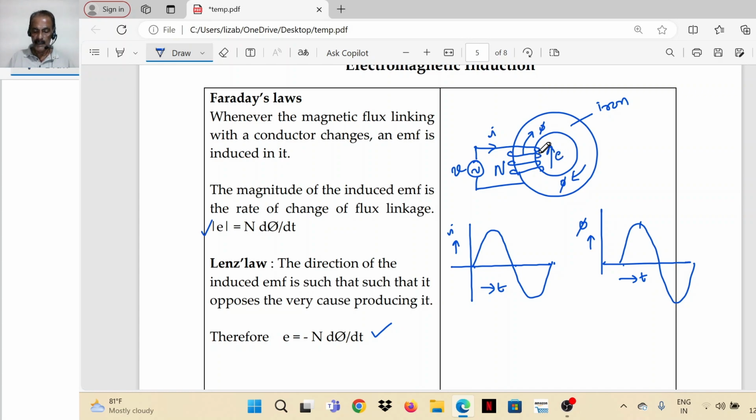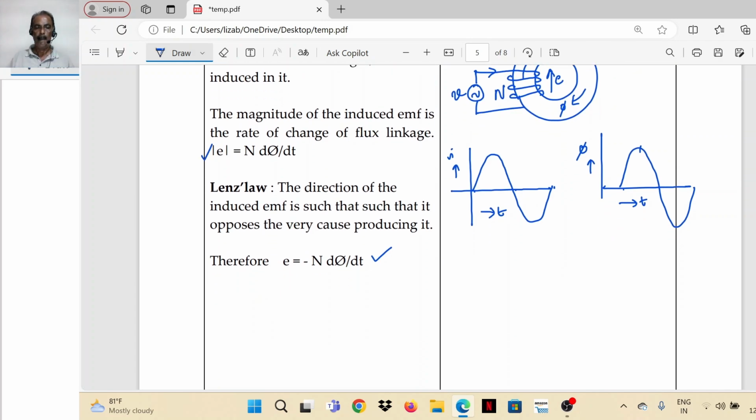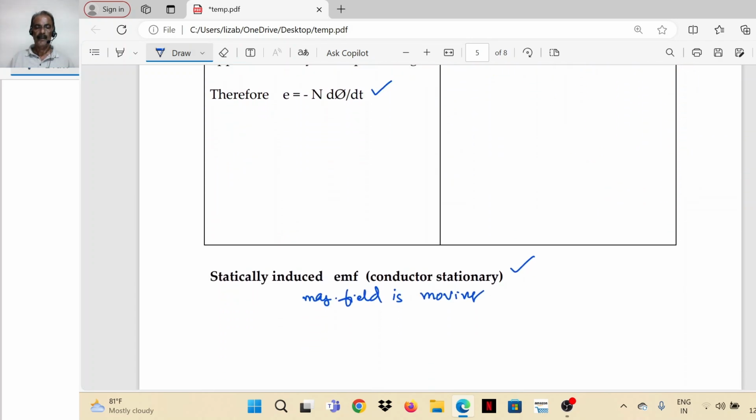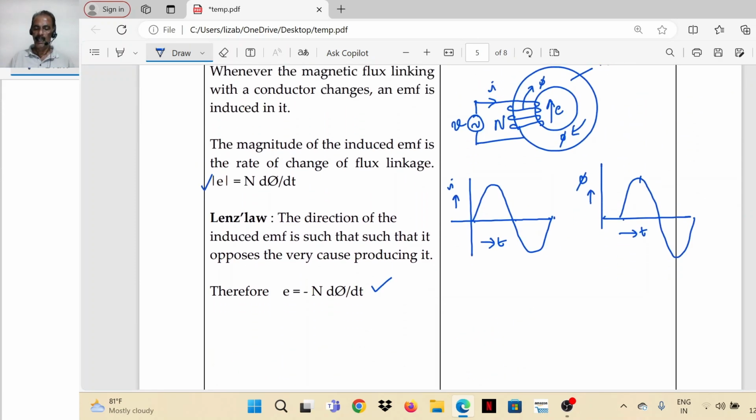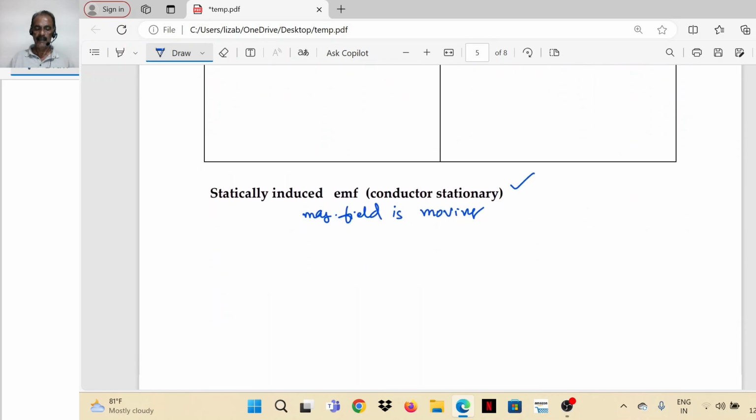The induced EMF in this coil opposes the very cause which is producing it. So the EMF induced in this coil is given by minus N into d phi by dt. This is an example of statically induced EMF. So in this case, the coil is stationary and the magnetic field is time varying.